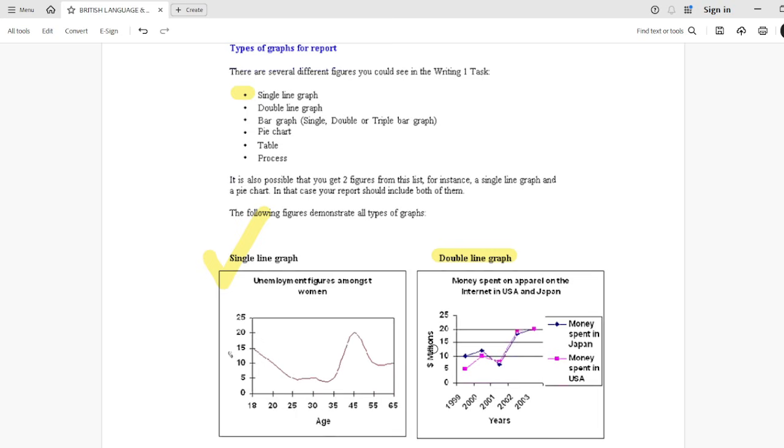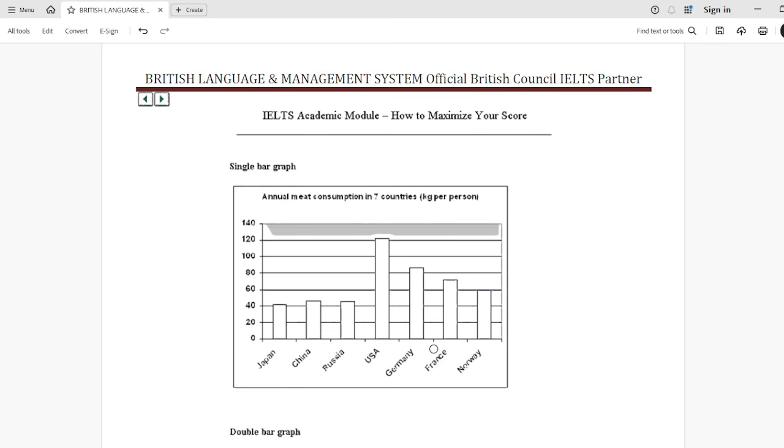Okay, and next it is written here that the single bar graph, these are the bars. So you will start with the given single bar graph describes the annual meat consumption in 7 countries per kg. Okay, and these are countries. How many countries are there? We have a total of 7 countries. Okay, and amount of meat consumption starting from 0 till 140 kg per person. Okay, that is a single bar graph.